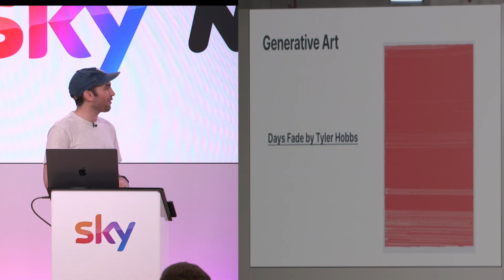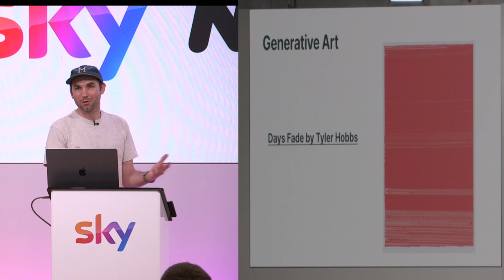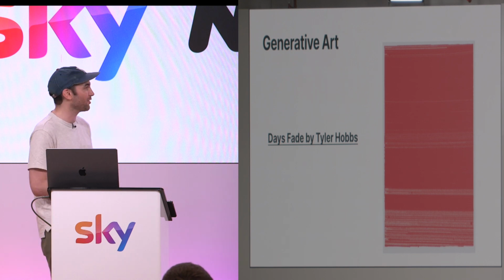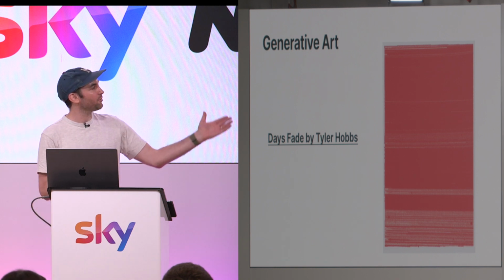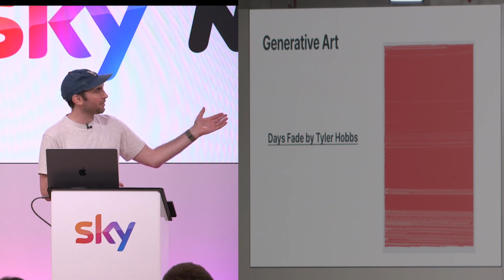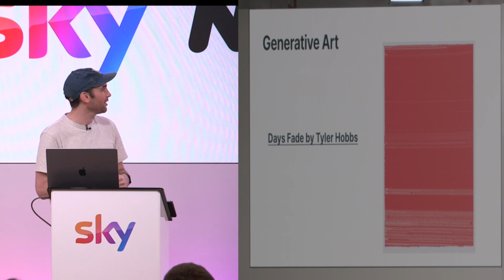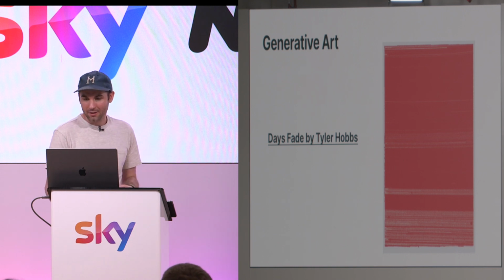But here's a few things that I wanted to show as an example, which will give you at least a small idea of some of the stuff that we'll talk about today. So this is a piece by Tyler Hobbs, and I'll talk about Tyler Hobbs in a little bit because we're going to basically copy one of his tutorials, but do it in Scala. And this is a piece called Days Fade.